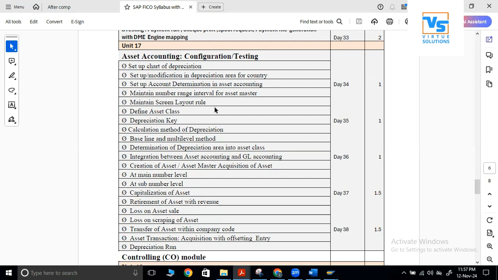So suppose some asset we have capitalized today, and after 2 months we are selling it, then how is the depreciation calculated for 2 months and the remaining posted. And how accumulated depreciation gets transferred at the end of the year, or how to close the periods when we are doing the depreciation run. So all these things we are going to discuss over here.